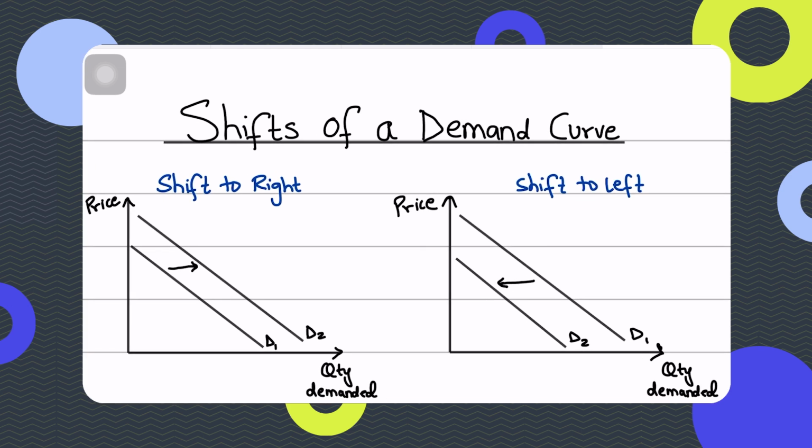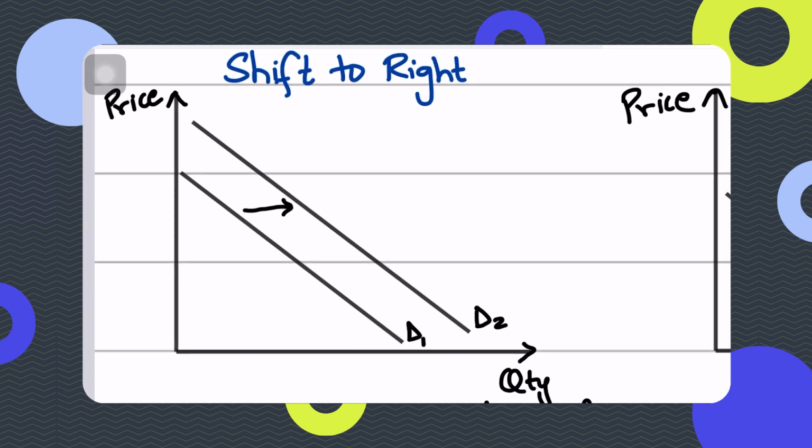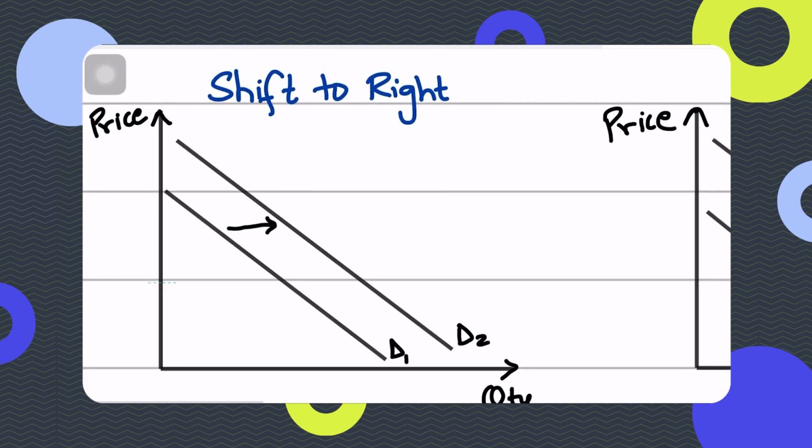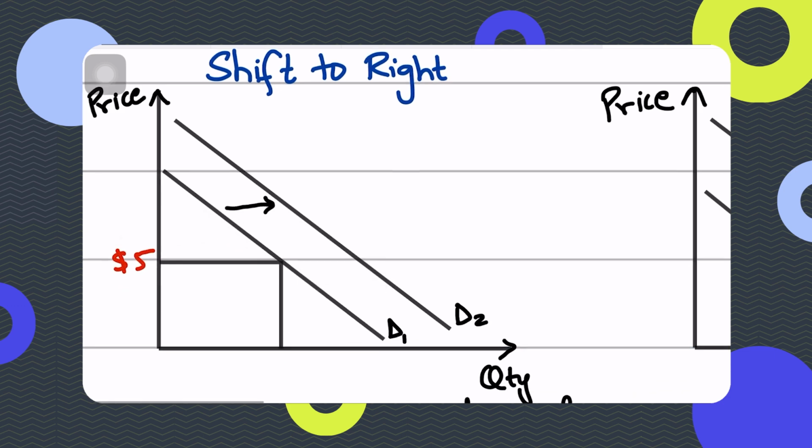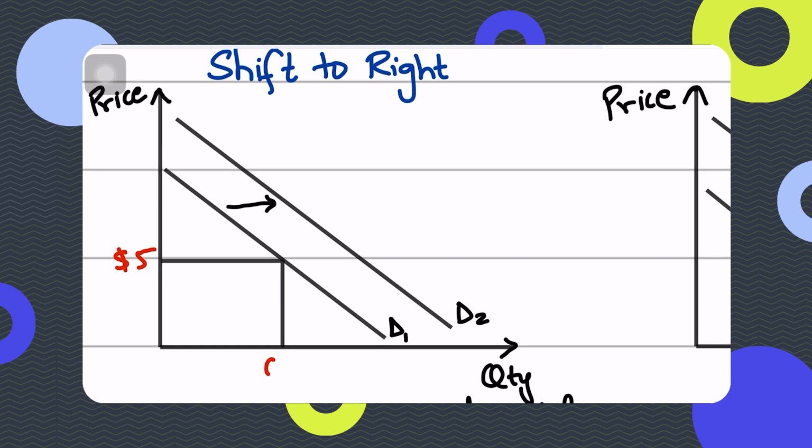Whenever there's a change in a non-price factor and the demand curve shifts to the right, it means that demand has increased. Now remember that whenever demand increases, it always increases at the same price. So for instance, let's say the price of a good is $5 and the quantity being consumed is Q1. It could be any Q1, 10 units, 20, whatever. And if, let's say, your income goes up, so obviously that will increase your willingness and ability to buy more.